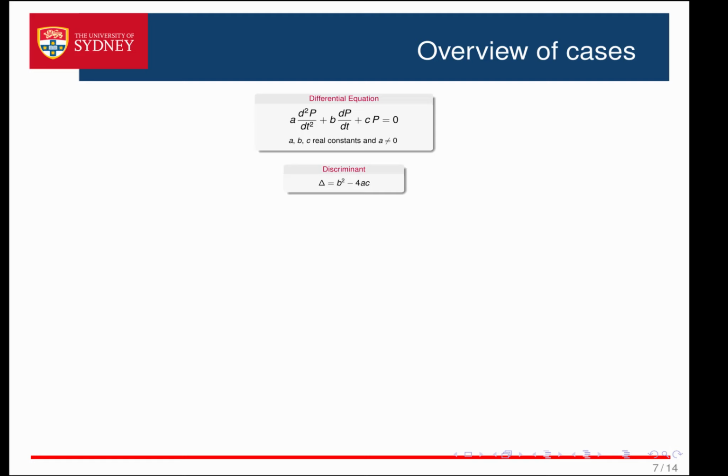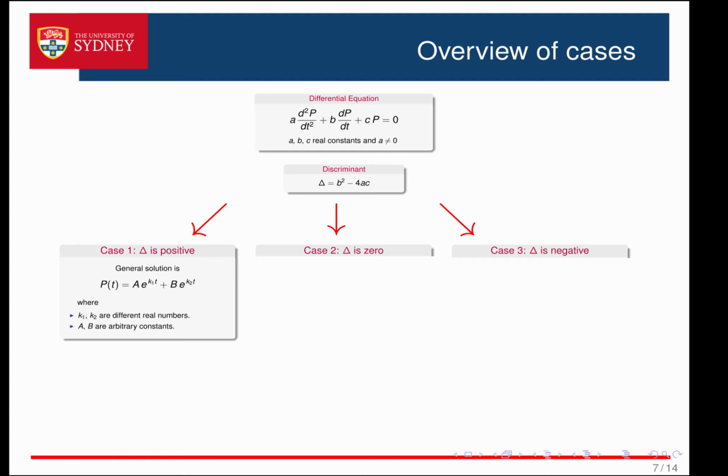To decide on which case to use, we will use a special combination of the constants a, b and c, called the discriminant. The discriminant is often labelled with the capital Greek letter delta and is equal to b squared minus 4ac. You may recognize the combination b squared minus 4ac as part of the quadratic formula, which is often used to solve quadratic equations. Indeed, during the process of solving this DE, it turns out that we will need to solve a very special quadratic equation called the characteristic equation. Now, depending on whether the discriminant is positive, 0, or negative, we get our 3 different cases.